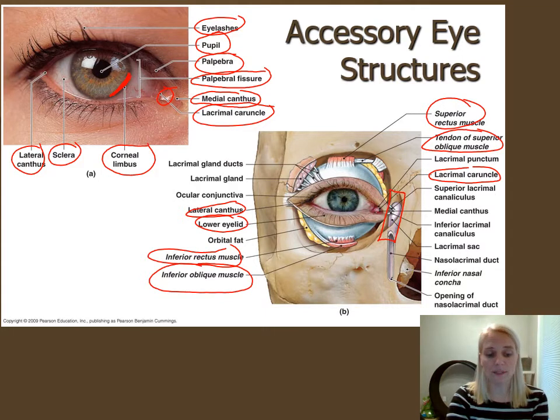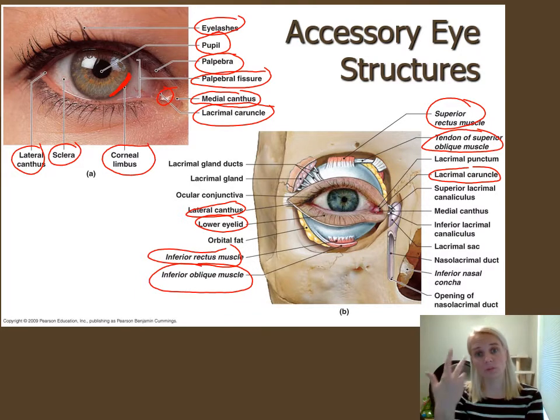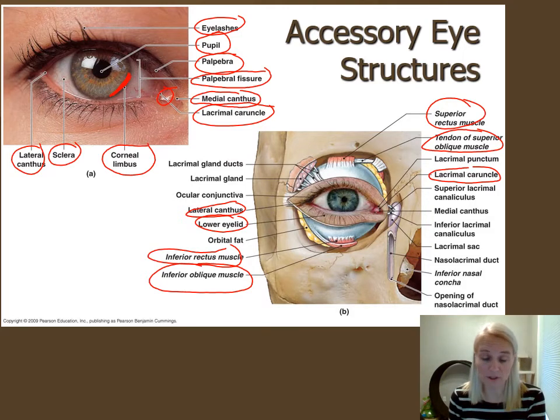Lacrimal means tear. So the lacrimal apparatus are all of the structures that are associated with the production, release, and drainage of those tears. Now, it may come as a shock to you, I don't know if it's that shocking of information, but tears do not get secreted from the place where we normally see them coming out of our eye. This is actually the drainage spot.